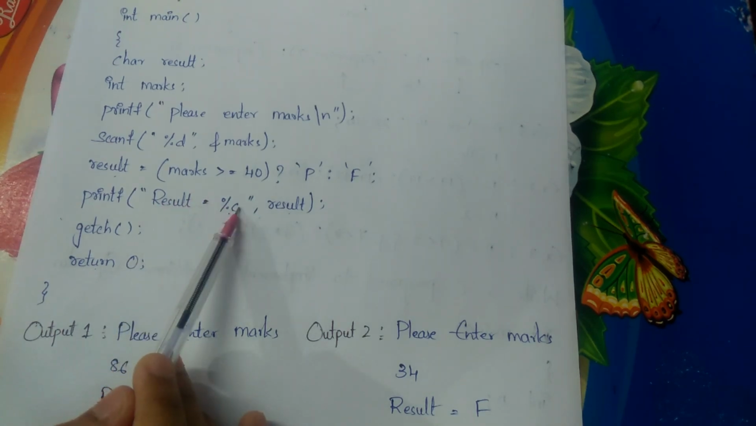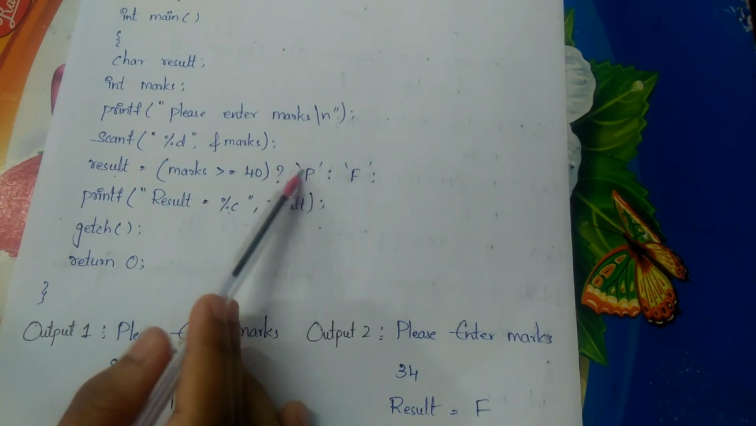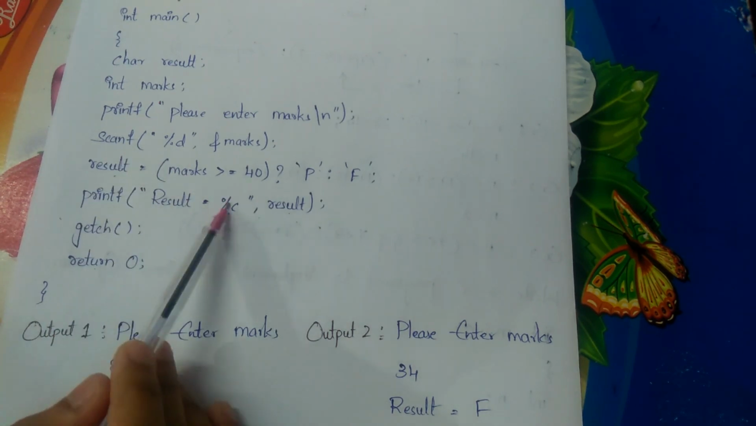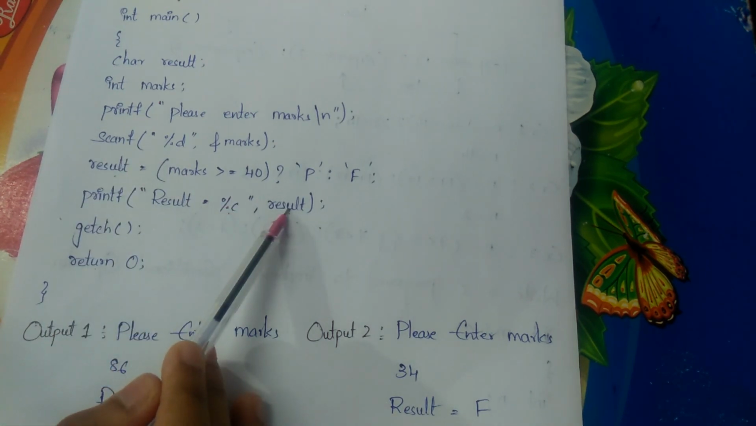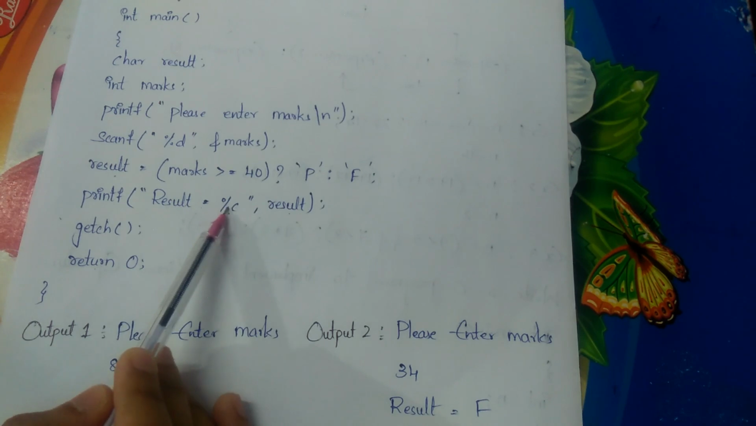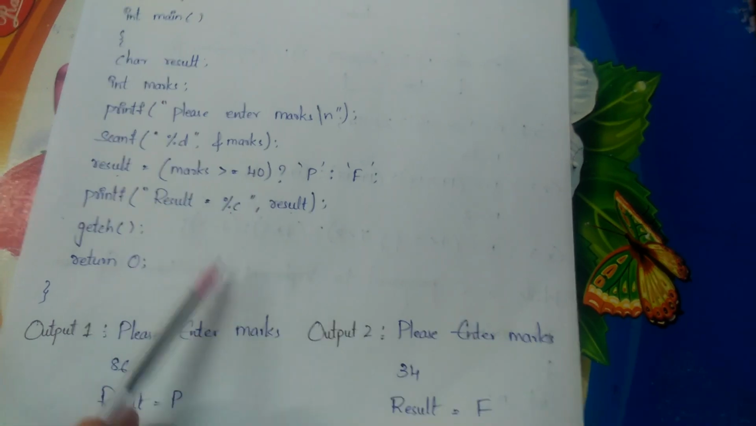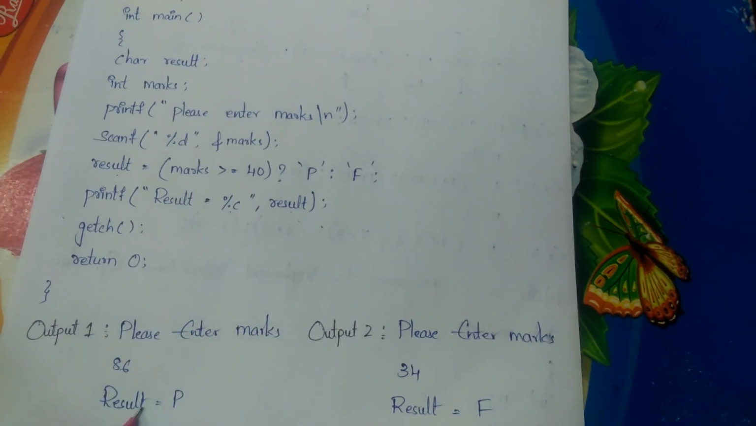Now it executes this statement, result equal to %c. This P will be stored in the result, and when I am printing this %c for the result, it will be printed as P here. So result equal to P, nothing but pass.